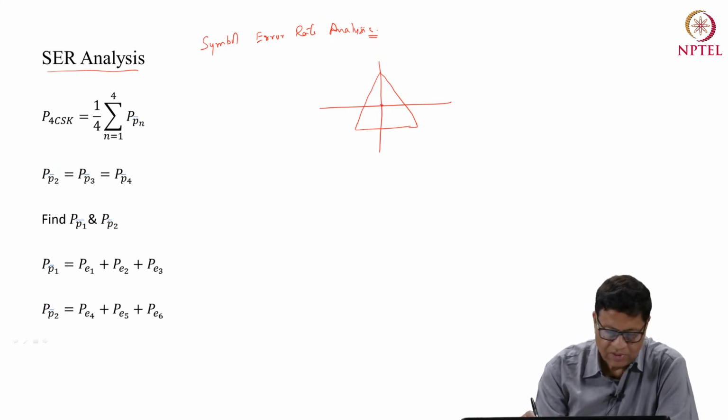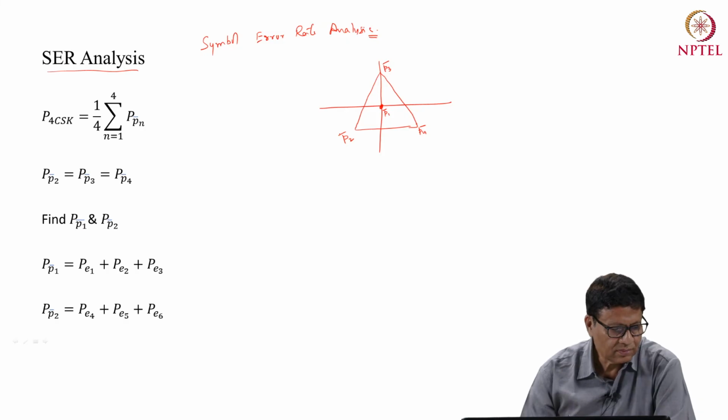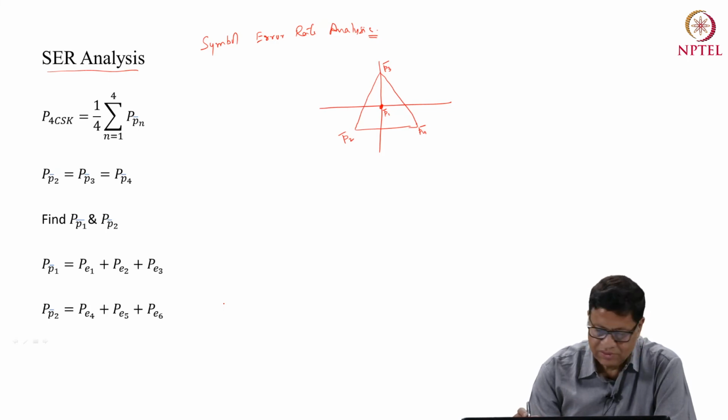So this is a point, let me call it P1. This is the 2D point P1. This is, let us just say, P3, and this is P4, and this is P2. Now, what is the decision region for different points? So for P1, this is the decision region, which is inside the triangle.